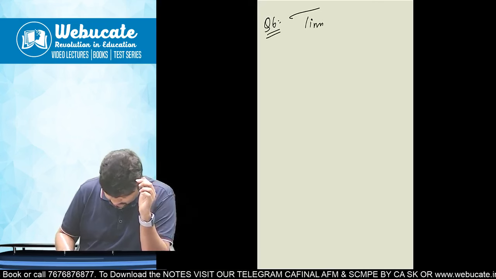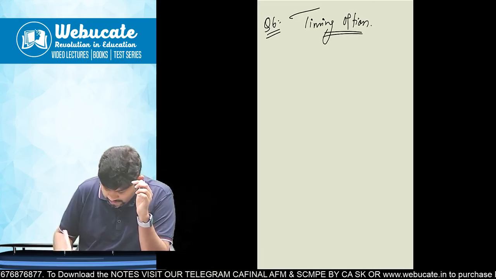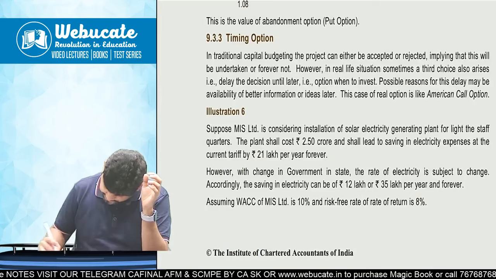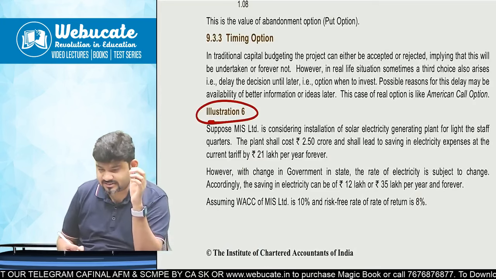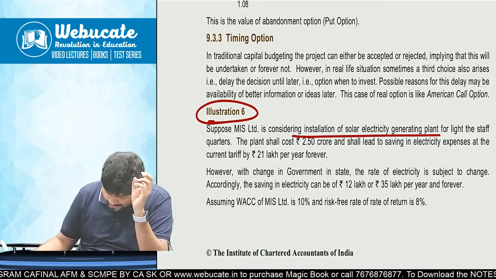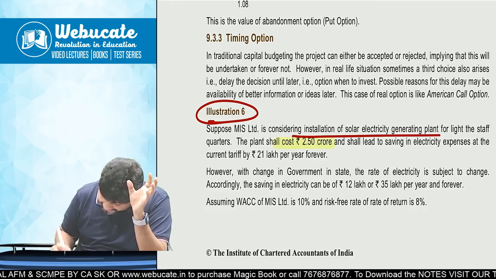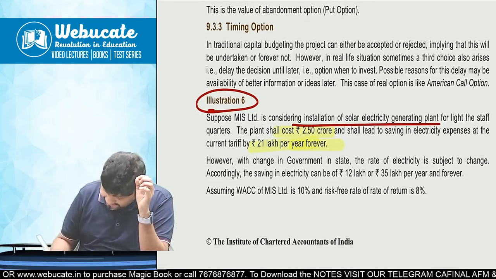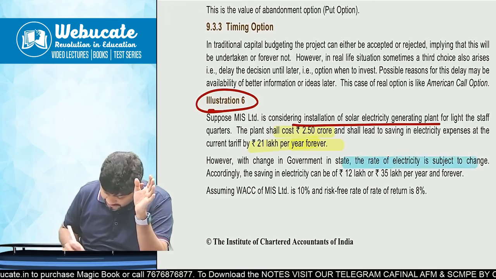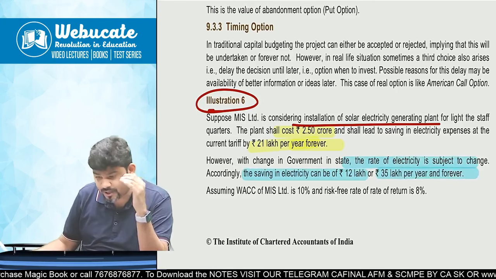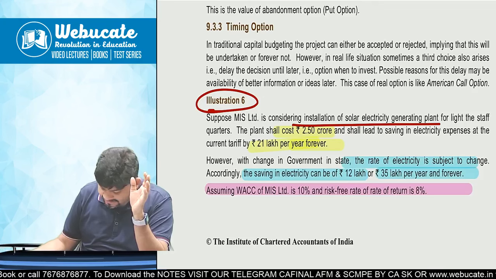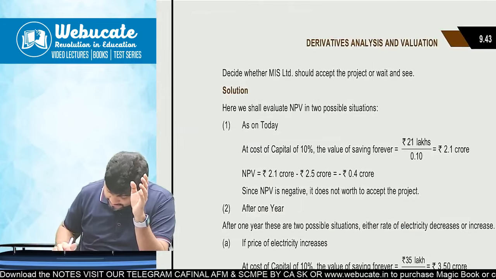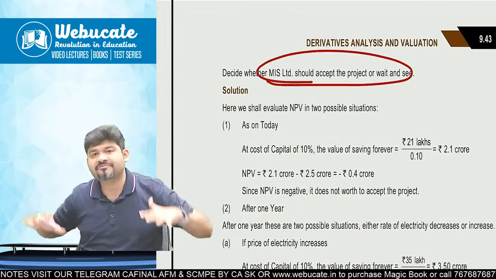Question 6, based on timing. Suppose MIS is considering installation of a solar electricity generating plant to light the staff quarters. The plant shall cost rupees 2.5 crores and lead to a saving in electricity of 21 lakh per year forever. However, with the change in government, the rate of electricity is subject to change, and accordingly the saving in electricity can be 12 lakh or 35 lakh per year forever. Assuming the WACC, weighted average cost of capital, of MIS is 10% and the risk-free rate of return is 8%, decide whether MIS should accept the project or wait and see.